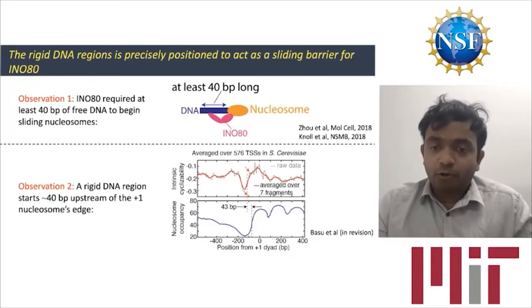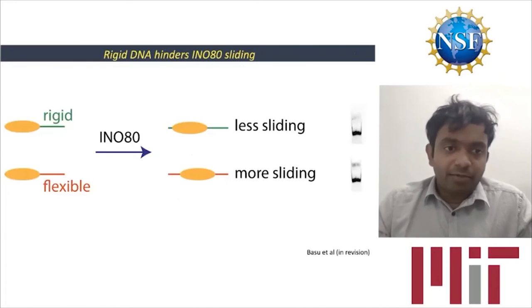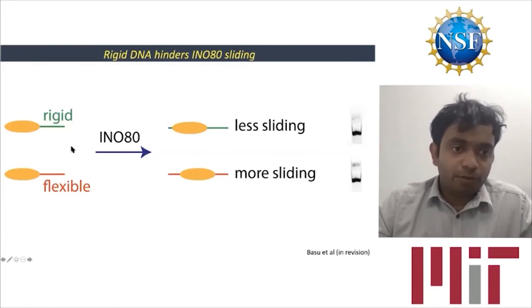But of course, a stronger claim can be made if we can directly show that rigid DNA hinders INO80 sliding. So to do that, we created these two nucleosome constructs involving a nucleosome and an 80 base pair linker DNA region. The sequences of these linker DNAs were different. In one case, the DNA was rigid, and in the other case, the DNA was flexible.